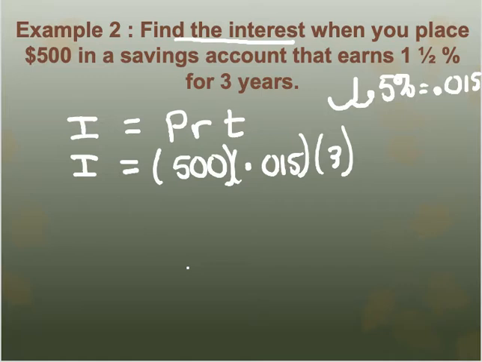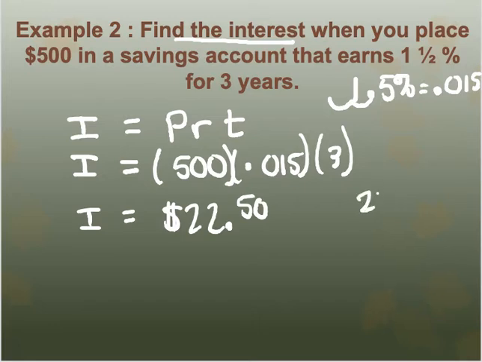So now I can plug this into my calculator, 500 times 0.015 times 3. And we end up with I = $22.50. And on my calculator, it actually said 22.5. We just have to recognize that we're working with money, so we wouldn't write that as 22.5. We would write it as $22.50, 50 cents. We would put the 0 on the end there.